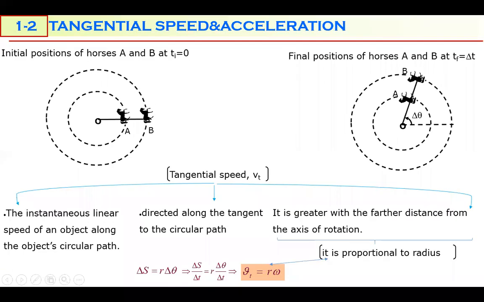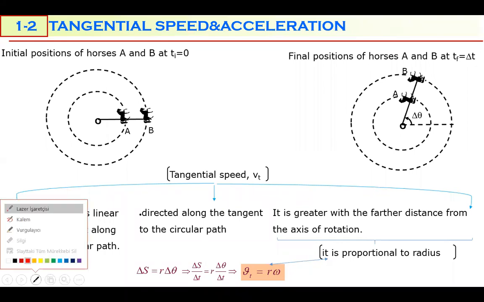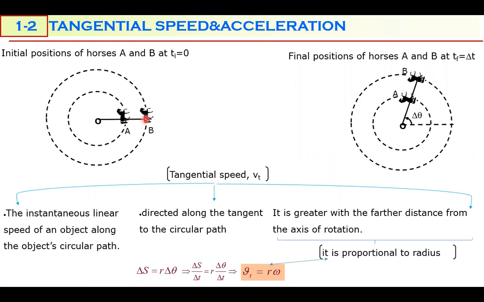This tangential speed is defined as, definitions are also important, the instantaneous linear speed. Yes, it is instantaneous. Why? That speed belongs to an instant, belongs to here, or here, wherever this horse is. So this speed belongs to that point. For that reason, it's the instantaneous linear speed of an object along the object's circular path. Tangential to the circular path. Tangential means along the path, like this here, like this here, like this here.